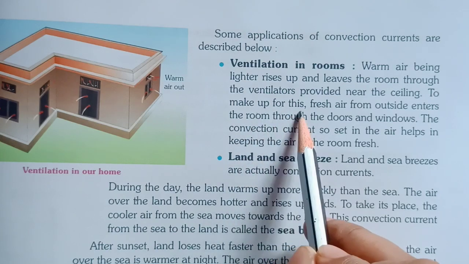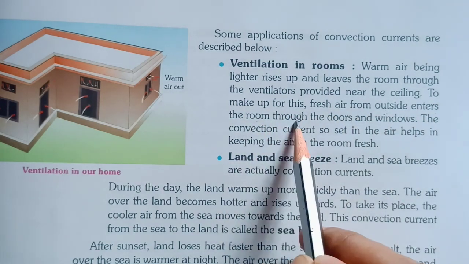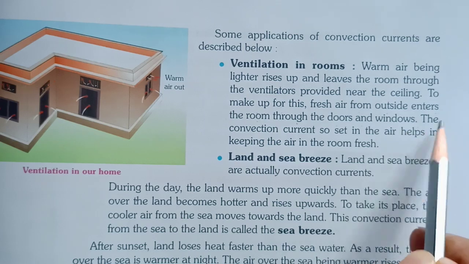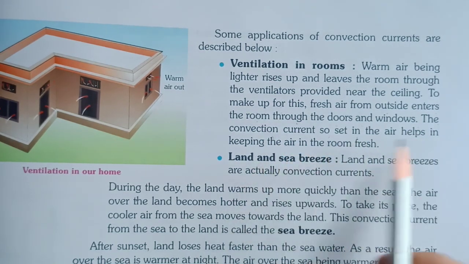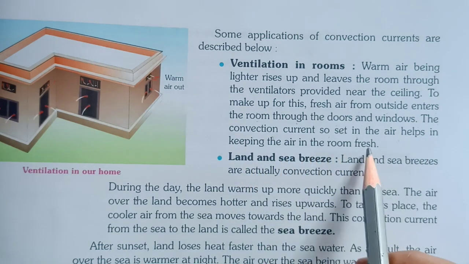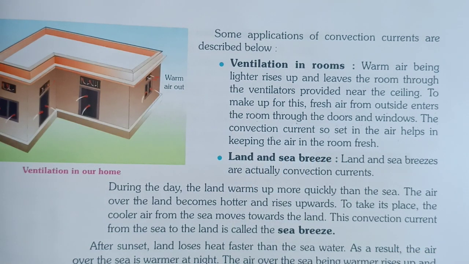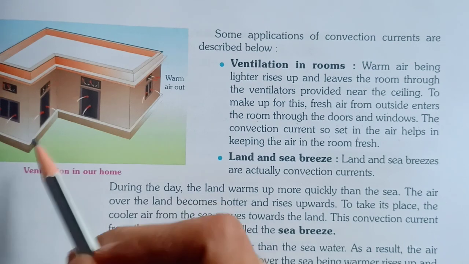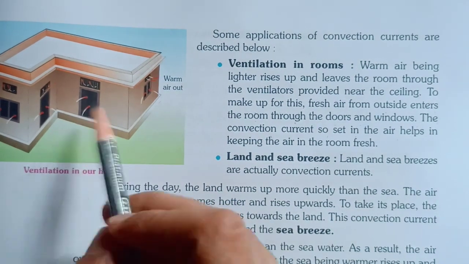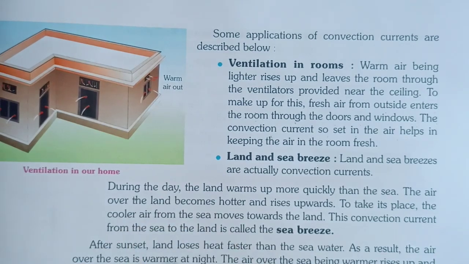To make up for this, fresh air from outside enters the room through the doors and windows. The convection current so set in the air helps in keeping the air in the room fresh. That's why it is called that. To open all the doors and windows, so that fresh air can come in, and when the room gets heated up, the hot air can go out from the ventilators, and the fresh air, as you can see, can come from the windows and the doors.